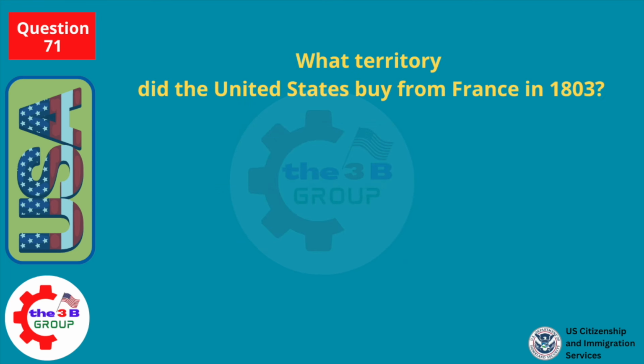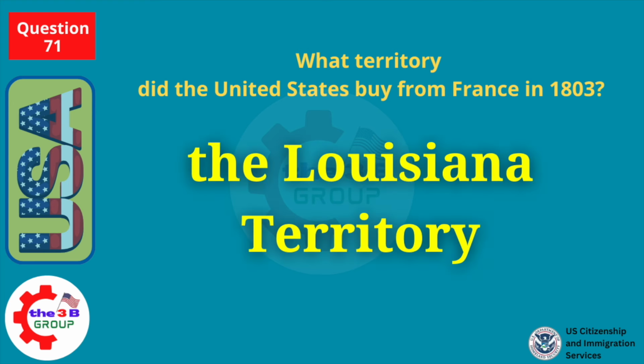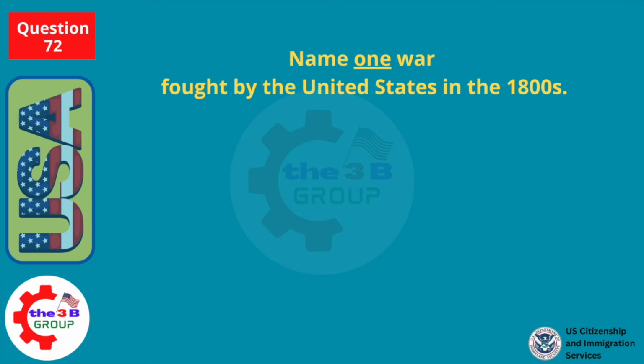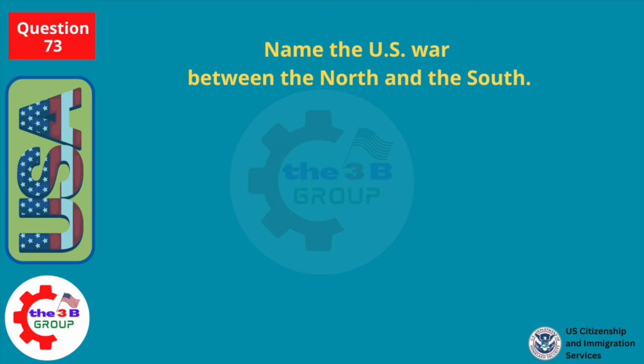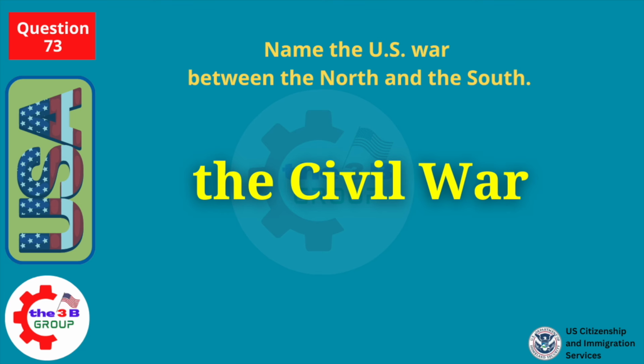What territory did the United States buy from France in 1803? The Louisiana Territory. Name one war fought by the U.S. in the 1800s. Civil War. Name the U.S. war between the North and the South. The Civil War.